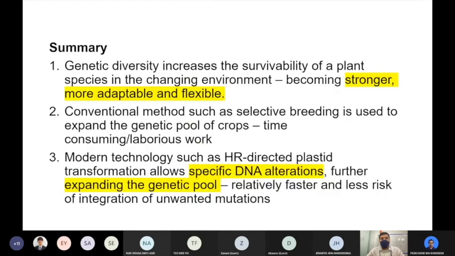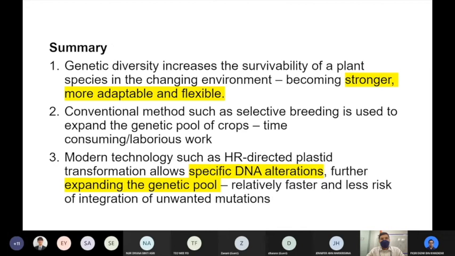And so finally, in summary, genetic diversity is good because it increases our chance of surviving in the environment. It's true for plants as well, so that plants will be able to resist different kinds of abiotic and biotic stresses.